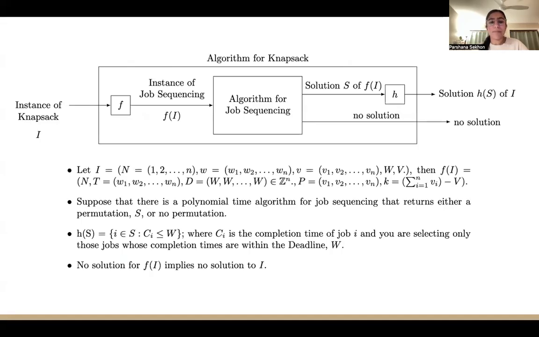Now let's move on to the next step, where we suppose that there is a polynomial time algorithm for job sequencing that returns a permutation S. And for knapsack, our solution will be this: if you take all of the jobs that completed by the deadline D, otherwise known as W, that will be our solution for knapsack. And further, if there is no solution for job sequencing, there is no solution for knapsack.